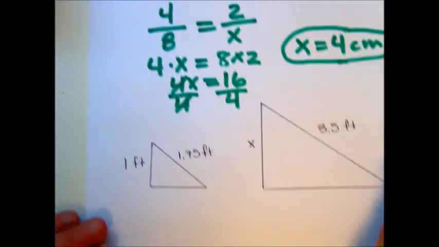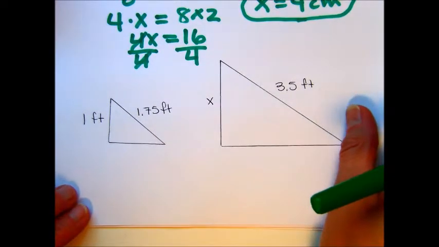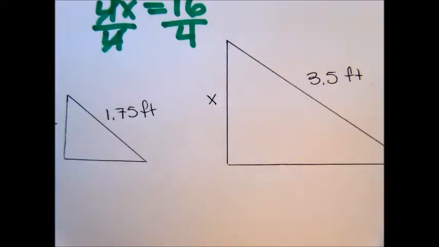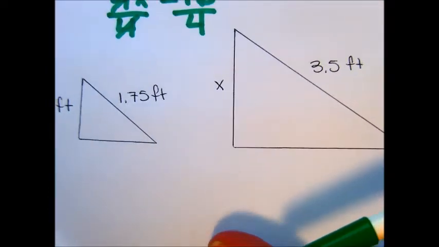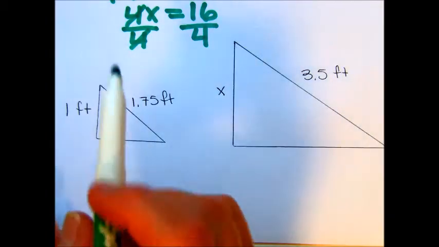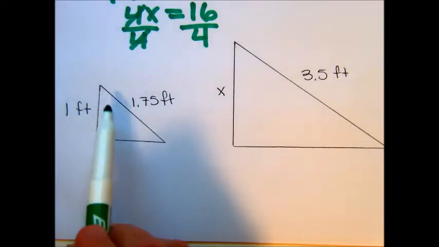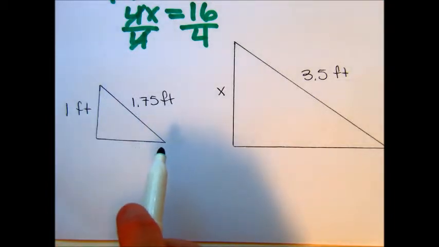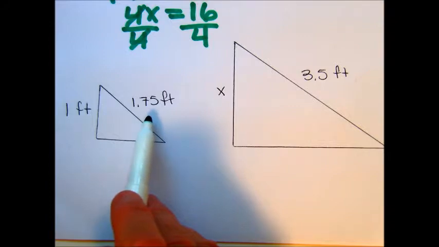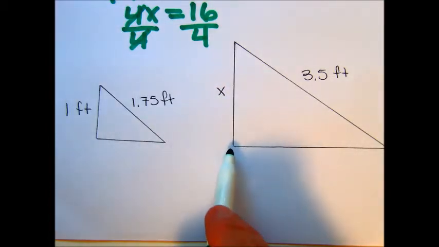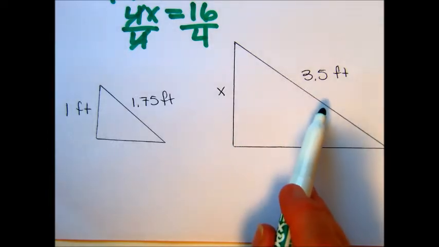Let's try one more example where we're working with right triangles, and I've thrown in some decimal numbers just to make it a little more interesting. Hopefully you can see those. Let me zoom out again. Okay, so in case you can't read it, the height of this smaller right triangle is 1 foot. This long side of the right triangle has a special name. It's called a hypotenuse. That is 1 75/100 of a foot, or 1.75. The height of the larger triangle is our unknown, and the hypotenuse of that triangle is 3.5 feet.